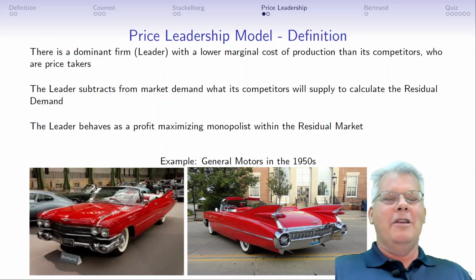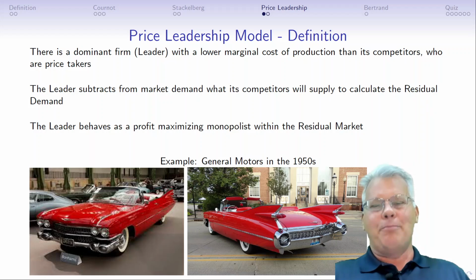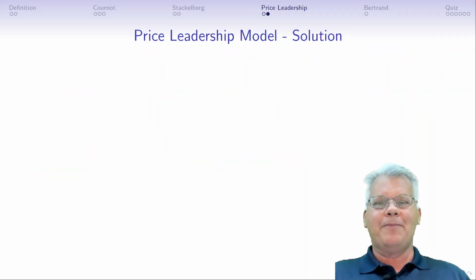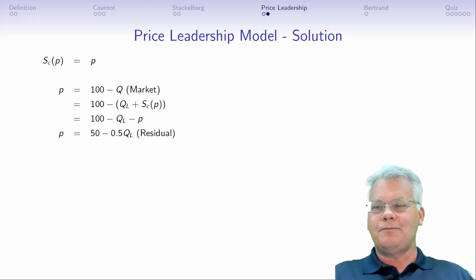So GM had the ability to set prices because of their dominant position. So here's how it works.